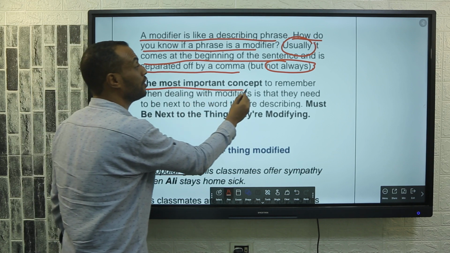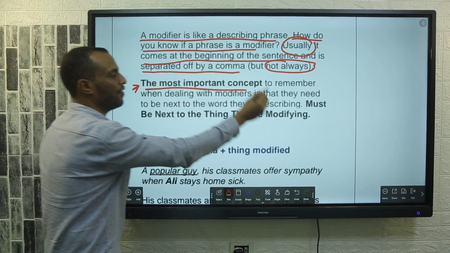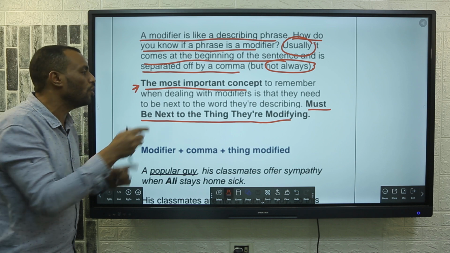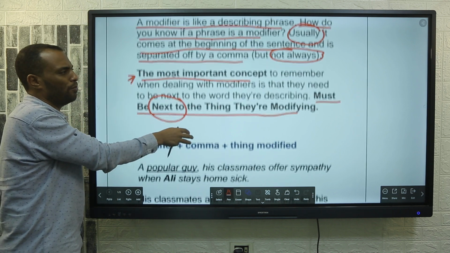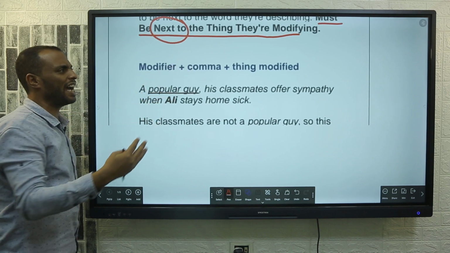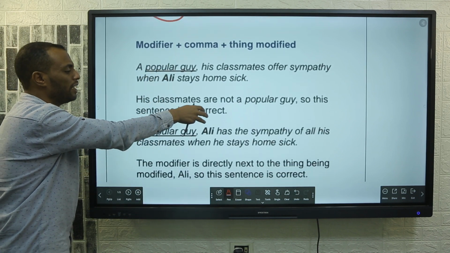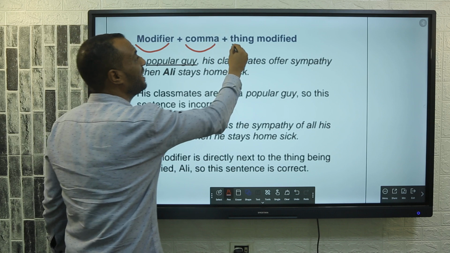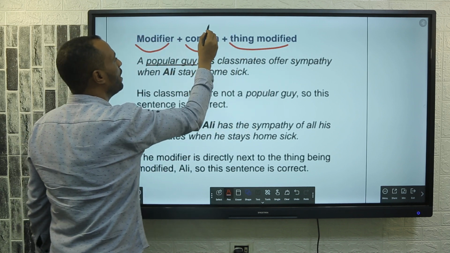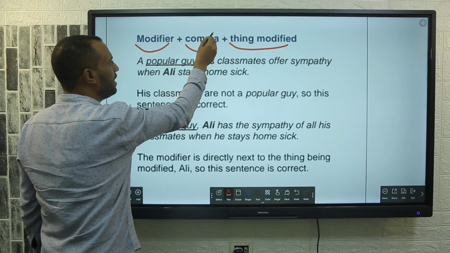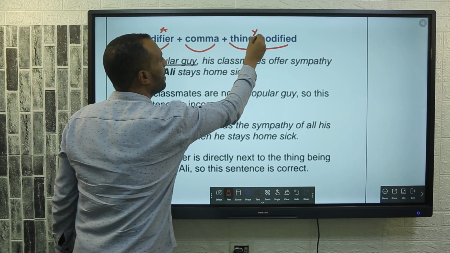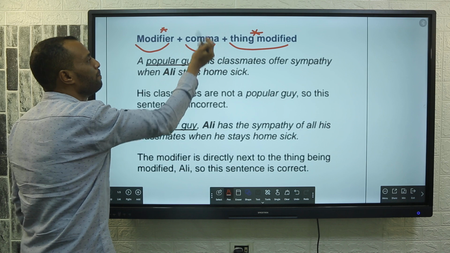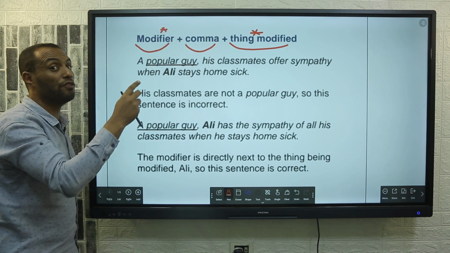Take care, the most important concept or rule for modifiers is this: it must be next to the thing they're modifying. Next to. Remember this phrase, next to. So mister, I can't understand. What about giving me an example? Let's start with this form of modifiers, when you have the modifier, then the comma, and then the thing modified. If you apply the rule, you're going to find that the modifier and the thing modified are next to each other. Don't care about the comma, but I'm talking about applying the rule of next to.